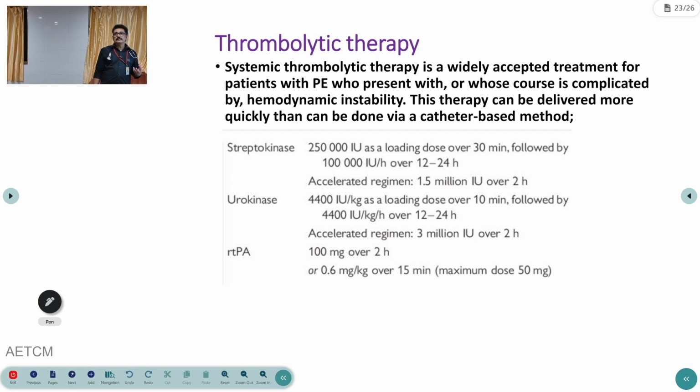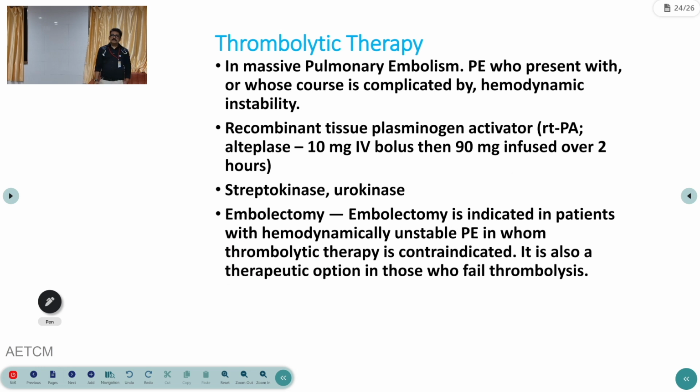Thrombolytic therapy: if the patient is in hemodynamic instability with a large thrombus, then you can thrombolyze the patient. The most commonly used drug is tissue plasminogen activator. That can be given in massive pulmonary embolism, hypotension, shock, all these things we have to try this. Initially a 10 mg bolus, then 90 mg infused over 2 hours. Streptokinase or urokinase also can be tried. Embolectomy is indicated in patients with hemodynamic instability or some contraindication for thrombolytics, and if thrombolysis fails also, you can use it.